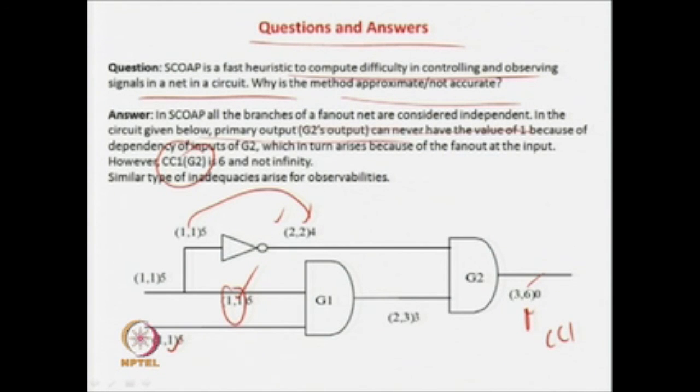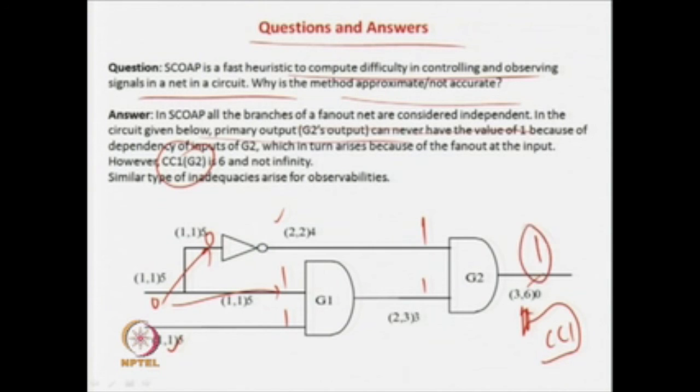But now it is very interesting that you can never get a 1 over here. The combinational controllability of this to 1 is 6, that is being said. That means you have to apply a 1, 1 to get a 1, correct? Now, to get a 1 and a 1 over here, to get a 1 over here through an inverter you have to get a 0 over here. So, to get a 0 over here, you have to get a 0 over here. So, this is 1 and this is 0, a conflict. So, you can never get a 1 over here. So, the difficulty to get a 1 over here is not 6, it is infinity. But SCOAP will say that it has a finite difficulty, that is 6. That is not correct, because you can never get a 1 over here.